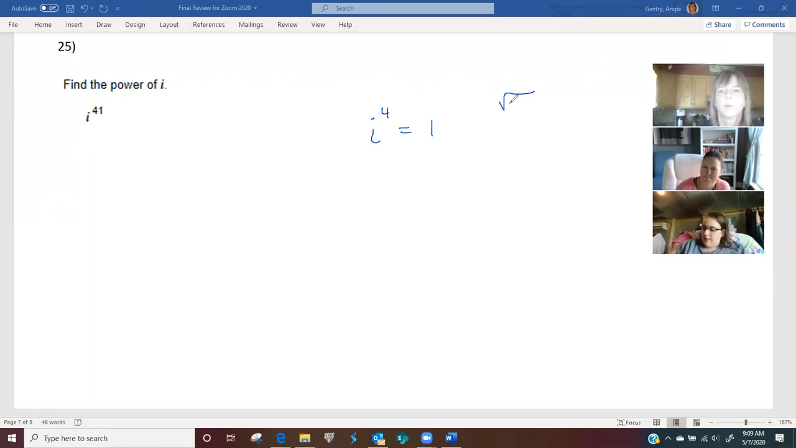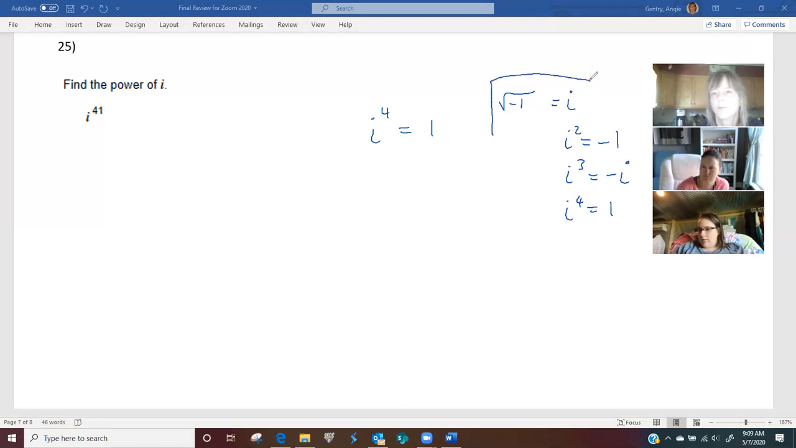So the square root of -1 is i. i squared is -1. i cubed is i squared times i, which is -i. And then i to the fourth is 1. And so you really just need to memorize these two. And then we go from there. But when they get bigger, I need to split it into an exponent evenly divisible by 4.